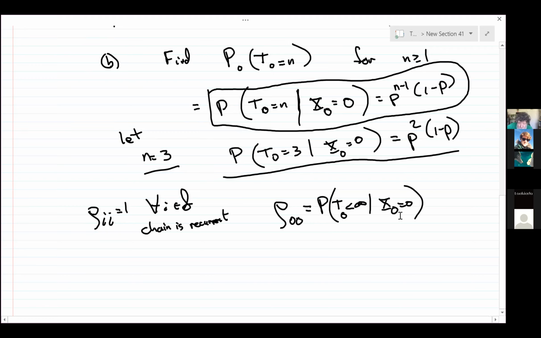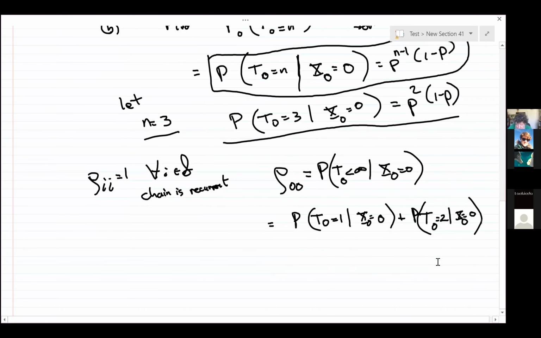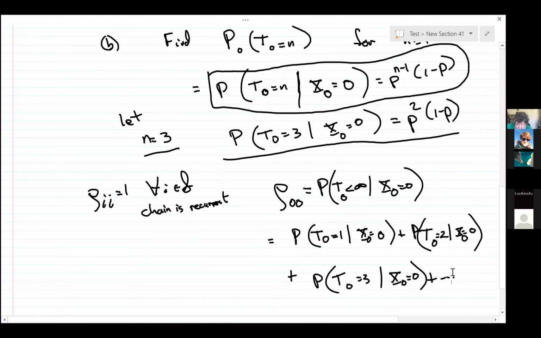But we've done this before. The time it takes to first get back to 0 could be 1, given that we started at time 0 at 0. Or the probability of the time we first get back to 0 is 2, given we started off at 0. I need the parentheses here, sorry. And so on. I'll do one more and then do 3 dots. The time first get back to 0 is 3 units of time, given that you're at 0. And more.